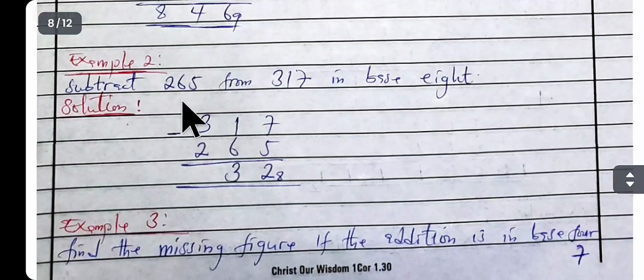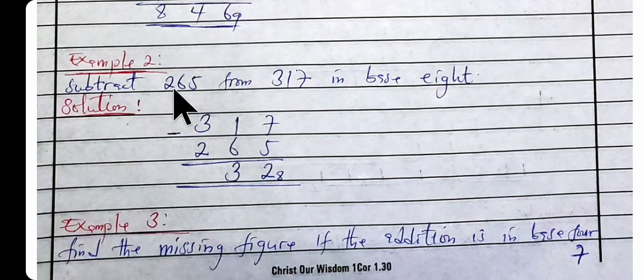Example 2, follow up very fast. Subtract 265 from 317 in base 8. We want to do this subtraction in base 8. We are taking 265 from 317. So 317 minus 265. Let's do it in base 8.